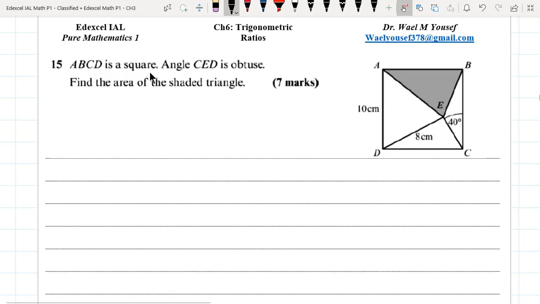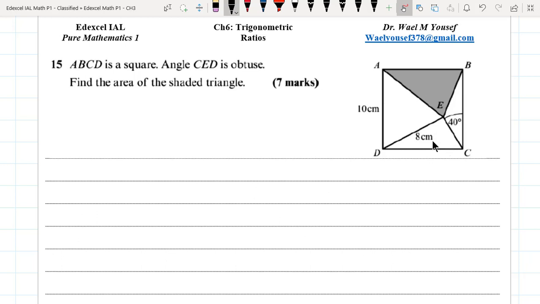Question 15, ABCD is a square, angle CED is an obtuse angle. Okay, angle CED is obtuse. This information can help us if we apply the sine law here, and then we will choose the obtuse angle. Okay. Find the area of the shaded triangle. What a nice question. Our strategy here is that I will find the area of the square minus the three unshaded triangles to get the area of the shaded triangle.